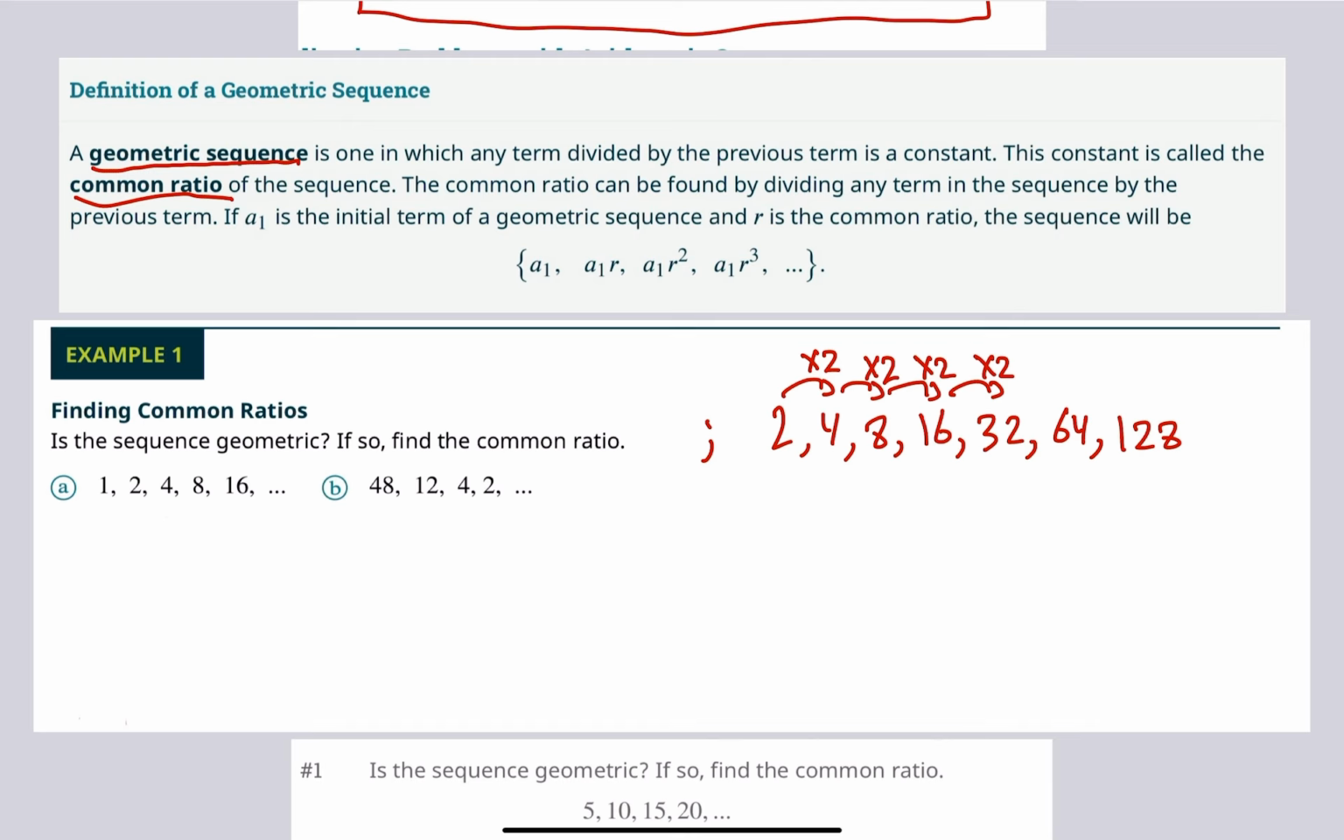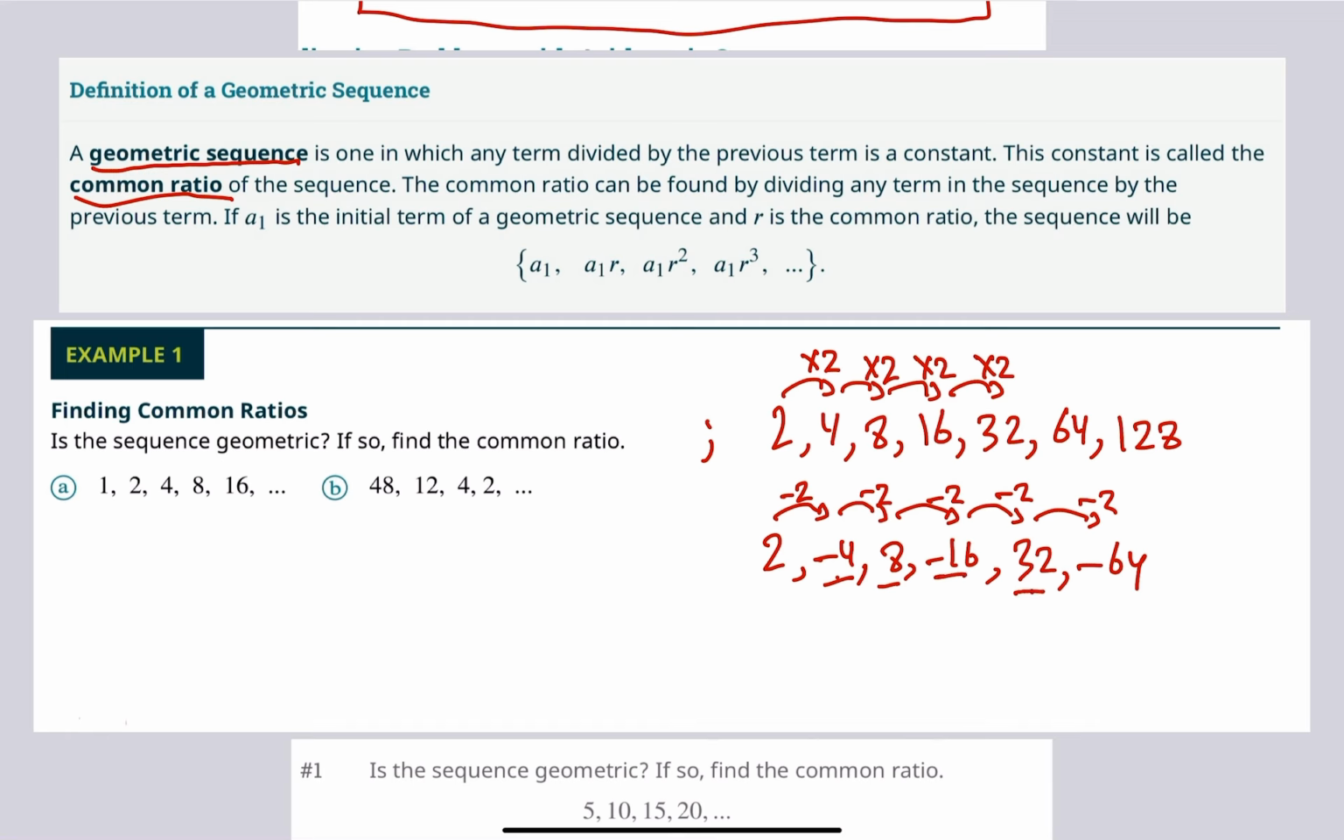Well, does it have to be a positive number? We could multiply by a negative number. So let me give you an example. Let's say 2, negative 4, 8, negative 16, 32, negative 64. I'm multiplying by what? Negative 2, negative 2, negative 2, negative 2, negative 2, right? 2 times negative 2, negative 4. Negative 4 times negative 2, 8. 8 times negative 2, negative 16. Negative 16 times negative 2, 32. 32 times negative 2, negative 64.